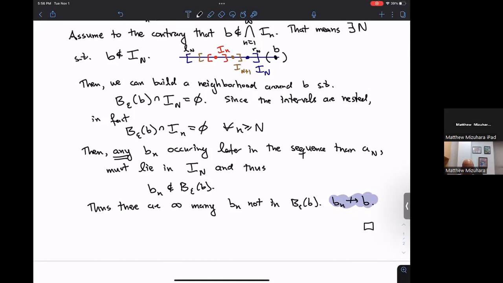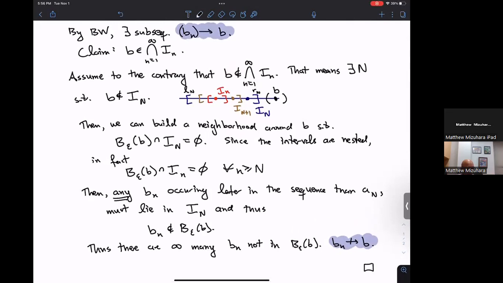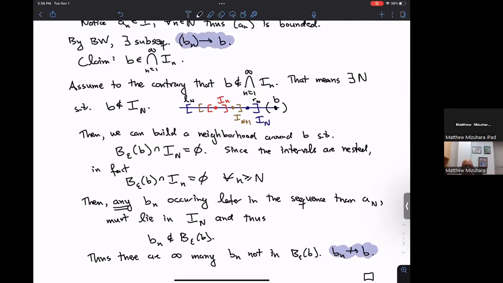So this is an interesting proof because it's a little different than the proof we did before, but it highlights how we like to think about subsequences, how we think about convergence using this topological definition.